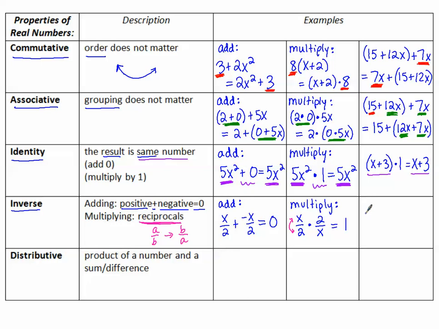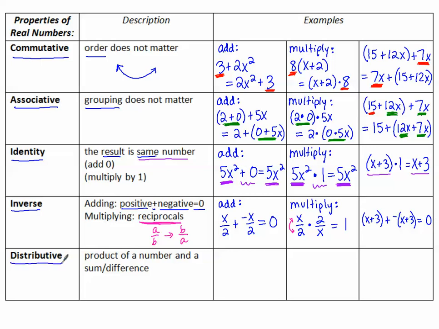And just for fun, here's a complicated looking example of the inverse property. X plus 3 plus the negative of x plus 3 equals 0. I'm adding a positive plus a negative, I get 0.